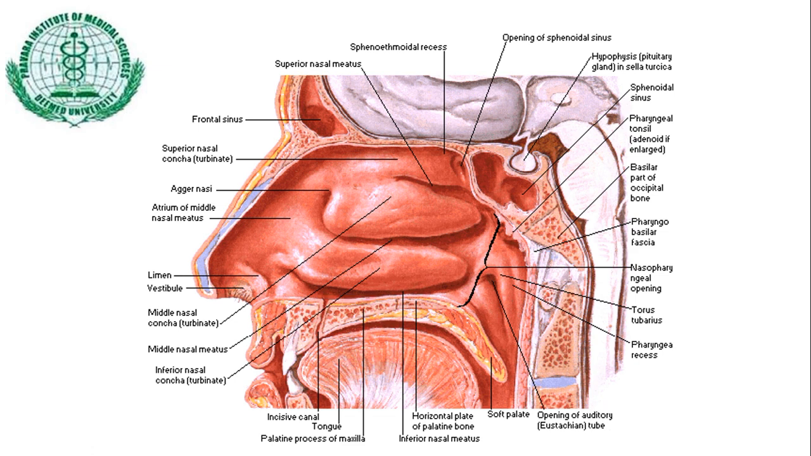When you lift the conchae, the conchae and the meatuses form the features of this lateral wall of the nasal cavity. The conchae are the curved bony projections which are directed downwards and medially. And below it, there are some openings present that will be seen in the next slide.